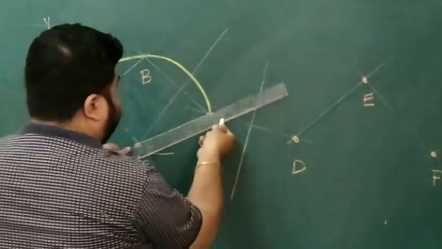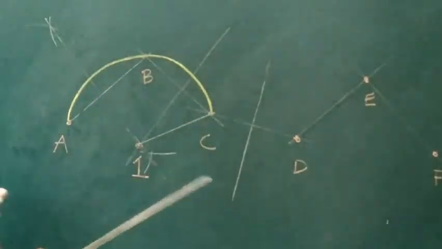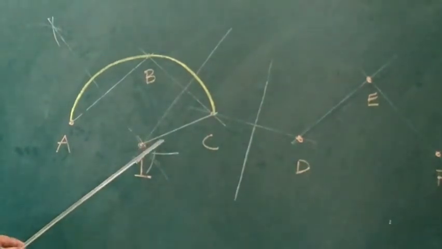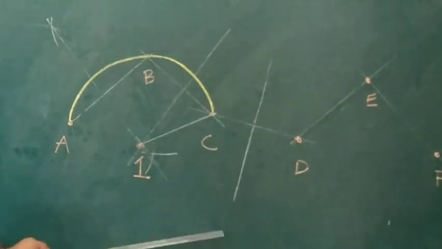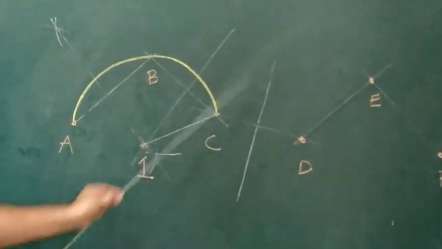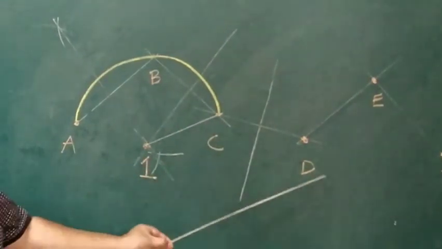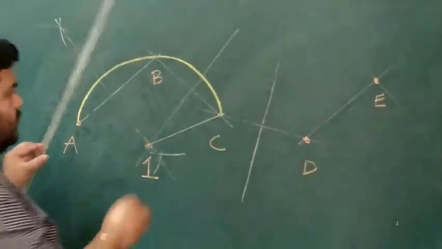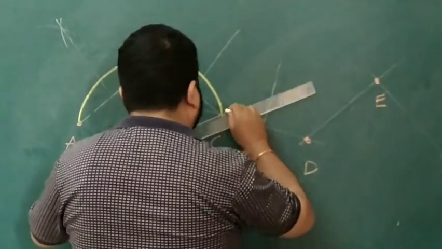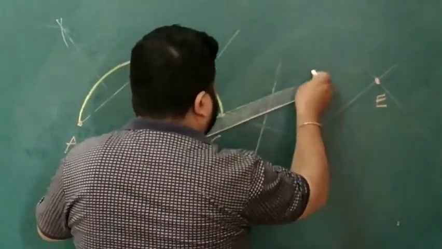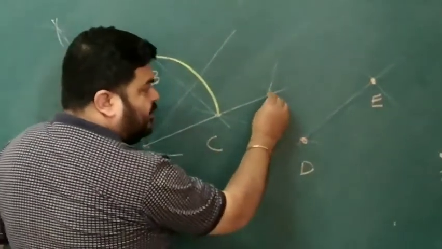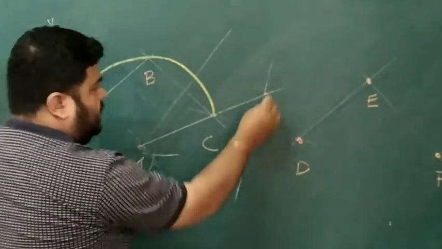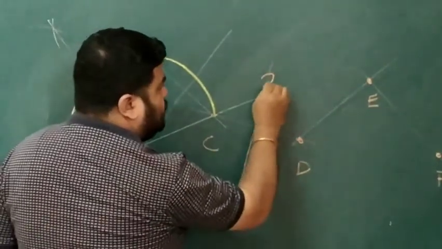Join this point using very faint line again, and you extend this line to intersect this perpendicular bisector of the next line segment. So I extend it, and it again intersects at some point here, and we can name this point as 2.